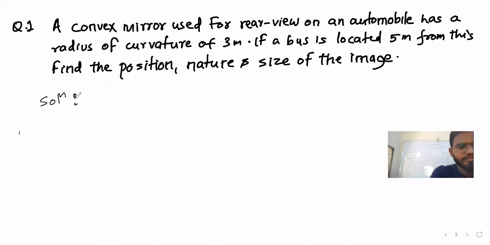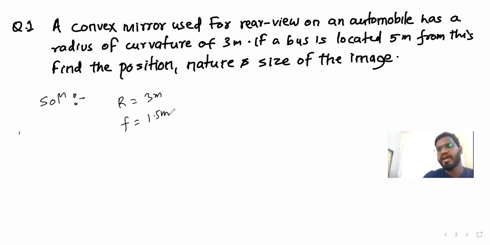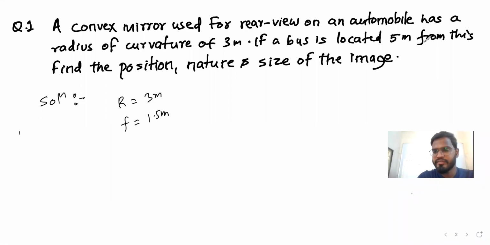So a convex mirror has a radius of curvature of 3 meters, so the focal length is going to be 1.5 meter. If a bus is located 5 meter from this mirror, find the position, nature, and the size of the image.